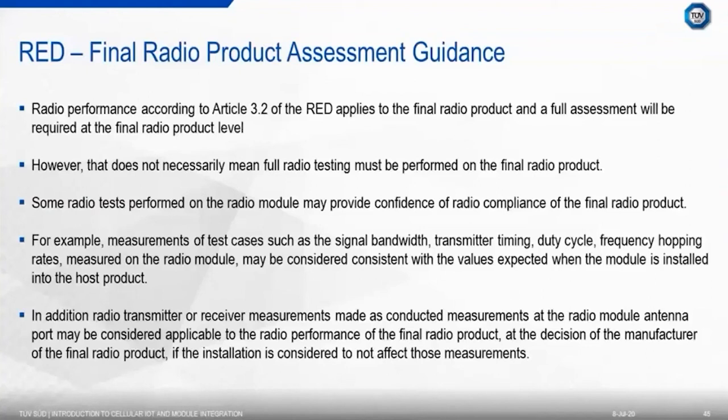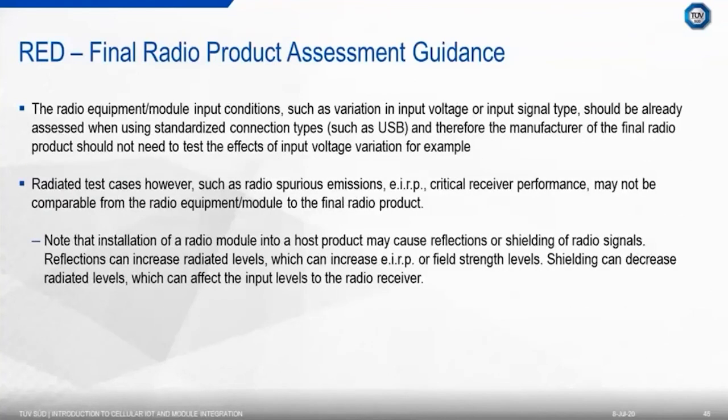And you could apply that justification to all the conducted measurements performed on the radio module, including transmitter and receiver tests, at the decision of the manufacturer of the final radio product if the installation is considered to not affect those measurements. The voltage variation tests should have already been assessed by the module manufacturer for standardized connection types, so shouldn't need to be repeated by the final radio product manufacturer.